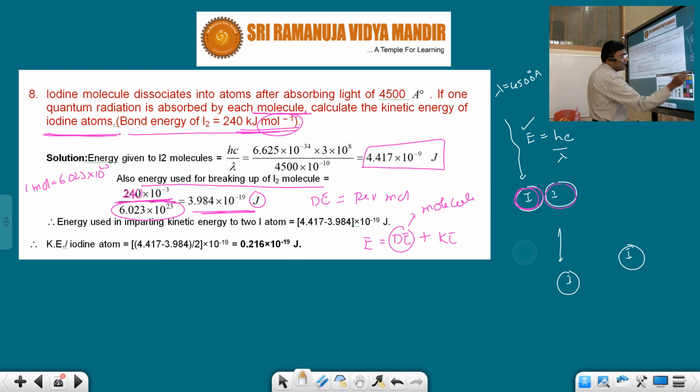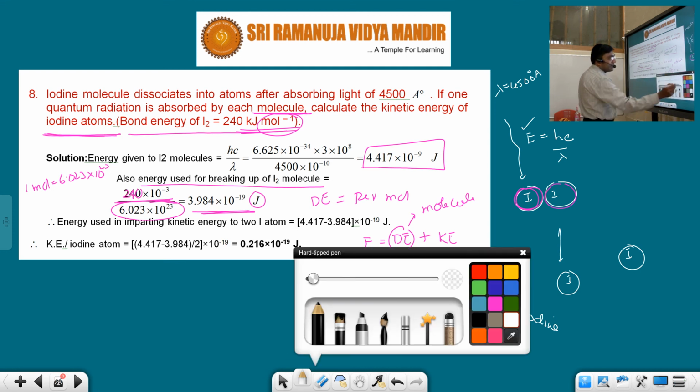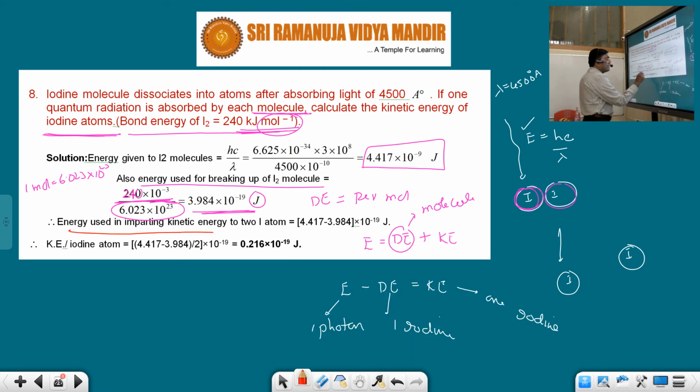Now what is given here? E minus dissociation energy, you are going to get the kinetic energy. This is per photon, because E is for one photon. This is one iodine atom, and the kinetic energy is also required for one iodine atom. One second, let us take a color. The energy used to impart kinetic energy for one iodine atom is given.